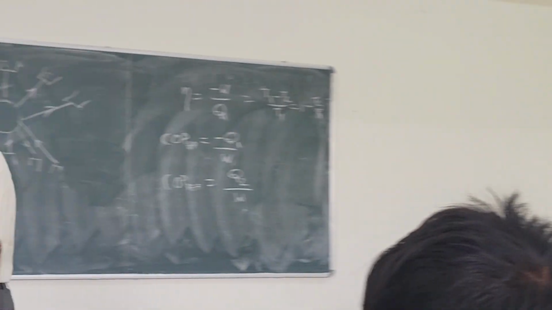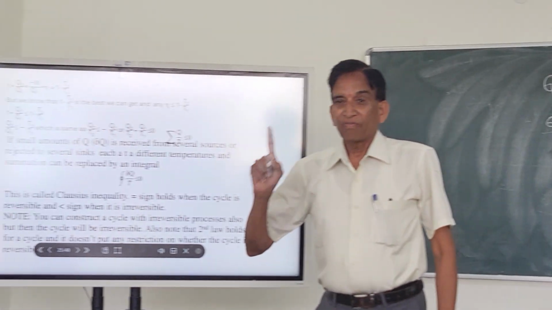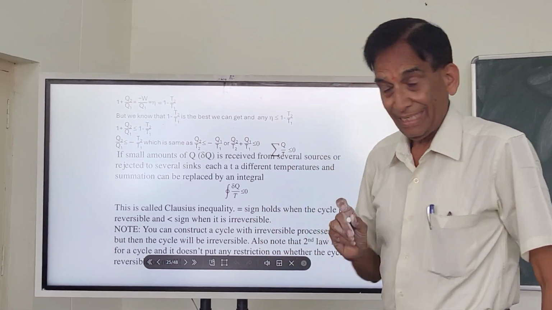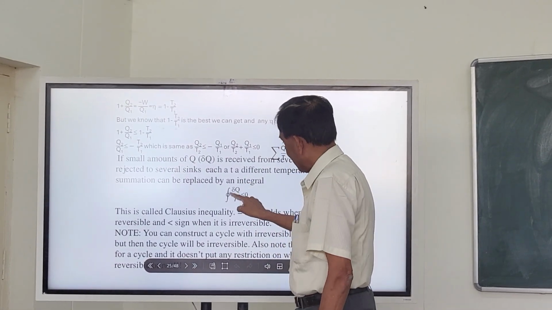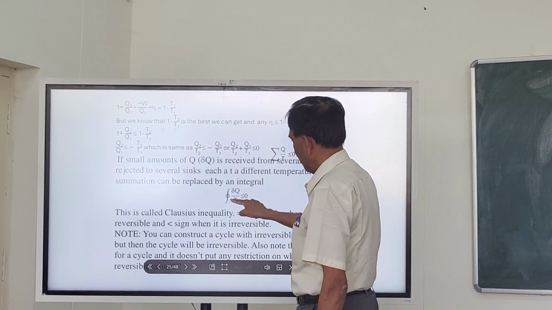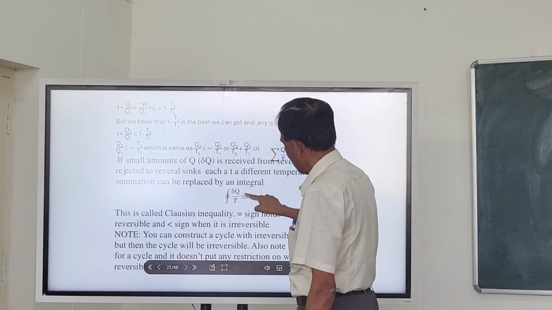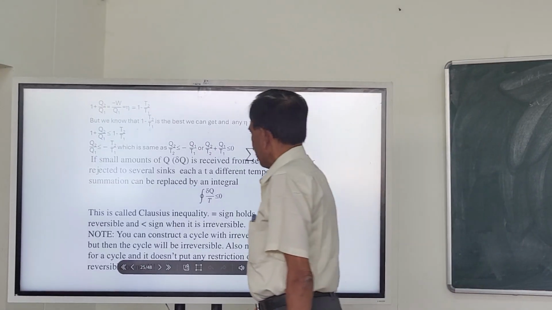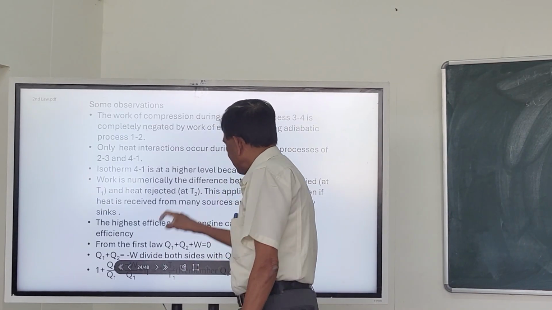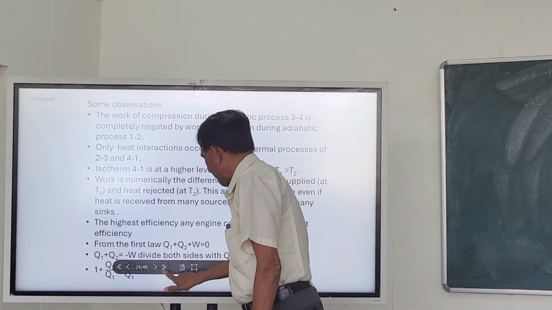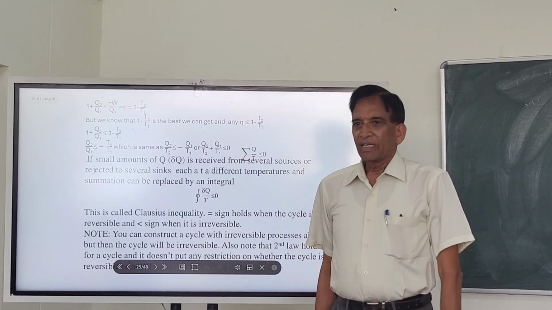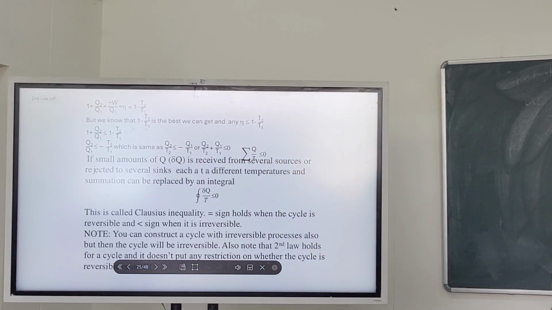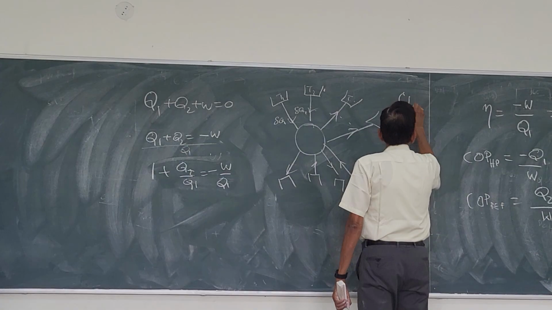So summation can be replaced with an integral. Again, remember the second law of thermodynamics holds good for the whole cycle. So for the whole cycle, delta Q by T, the summation of all of them, should be less than or equal to 0. That's what it is. This inequality is called the Clausius inequality.